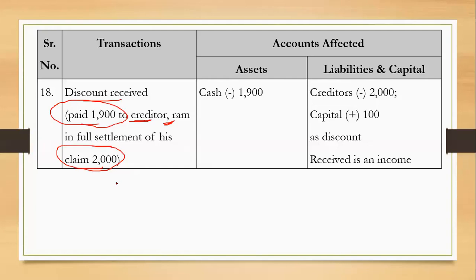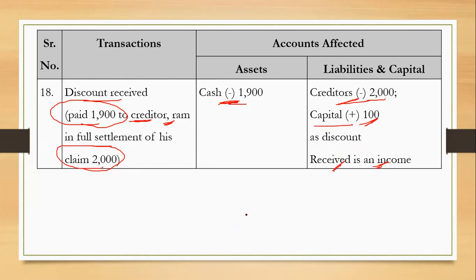Now, point is, we have paid cash. Cash goes out. Cash is an asset. So asset reduces by 1,900. In full settlement, so whatever the amount was due to creditor is settled. After this, no more amount is payable. So my liability towards the creditor Ram reduces by 2,000. And the difference of the 100 rupees is a discount received. And because discount received is an income, that will increase my capital.